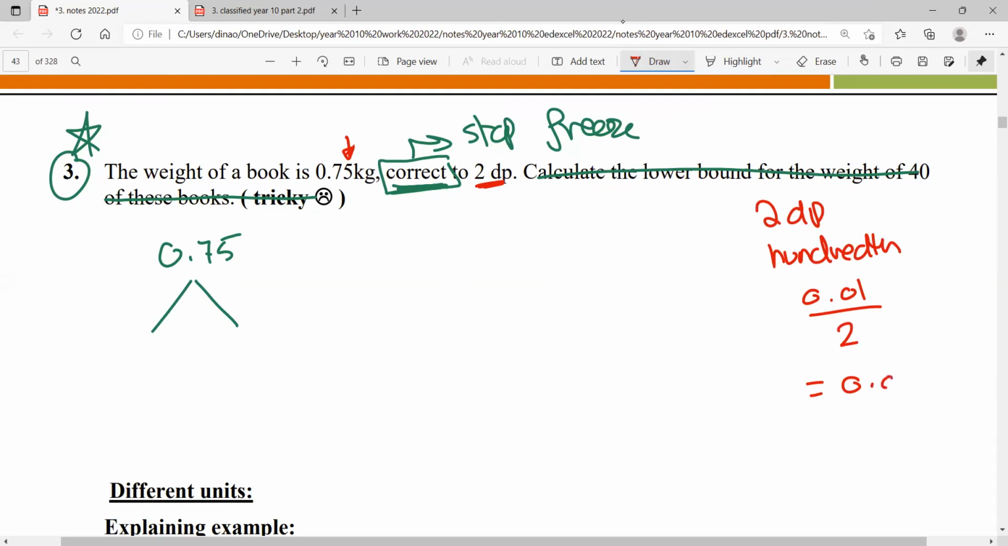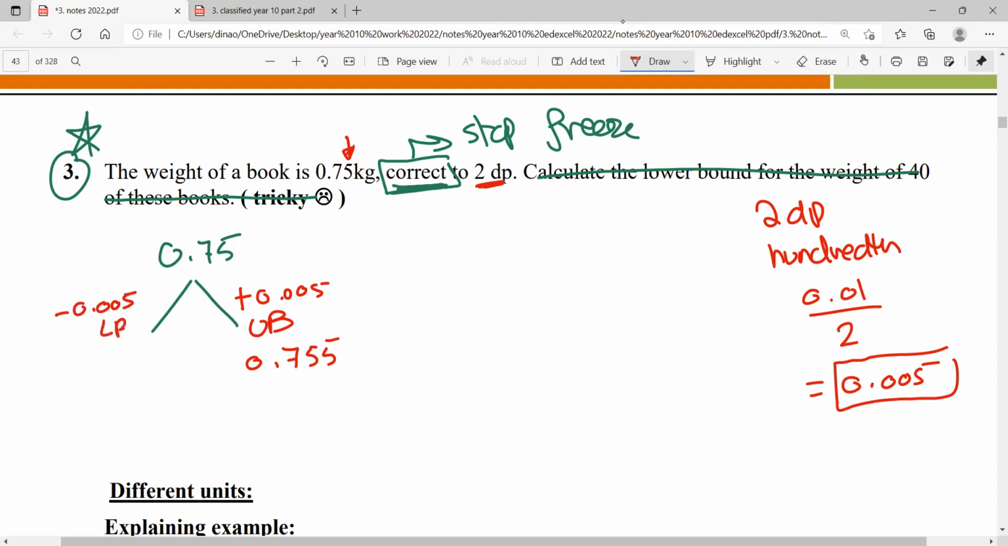هتبقى 0.005. What do I do with this number over here? I add this number to find the upper bound, UB, 0.755. So this is the maximum weight the boy could be. And I subtract this number over here to find the lower bound. يبقى أول ما أشوف كلمة correct, I stop immediately, find the bounds.